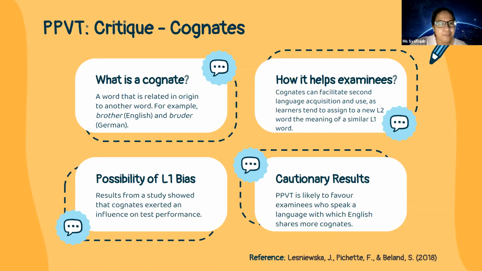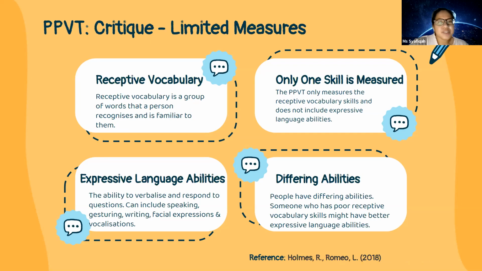Next one. All right, so the PPVT is known to only measure receptive vocabulary. What's a receptive vocabulary? It's a group of words that a person recognizes and is familiar with. And because the PPVT does not measure expressive language ability, which can include speaking, gesturing, writing, facial expression, and vocalization, it might be unfair to someone who has poor receptive vocabulary skills but might be better with expressive language abilities.